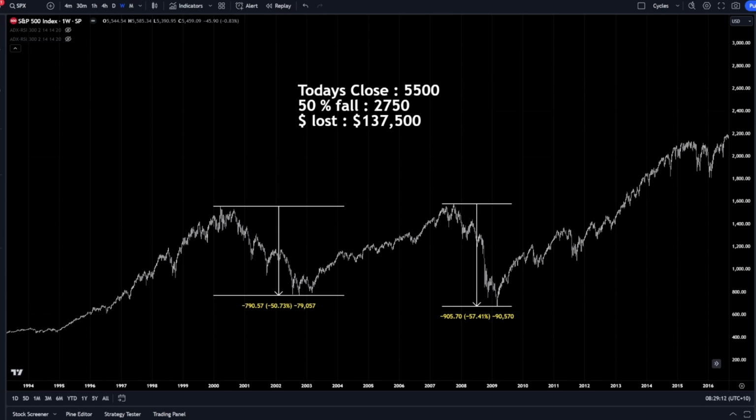I think it's only fair also to point out that the system was running through the GFC, and it did manage to avoid losing a lot of money through that period. So whilst that scenario I've painted is probably unlikely with this system, it is certainly not impossible. It needs to be considered.